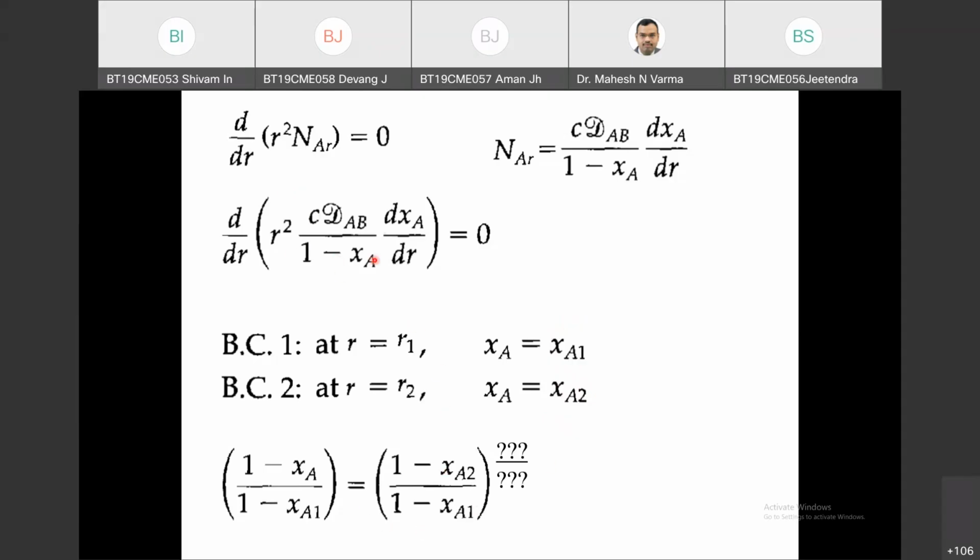So integrate this equation twice and just rearrange the equation in this format. Rearrange the equation in this format and try to get this power term actually. Integrate this equation twice, substitute the boundary conditions, and get this concentration profile.